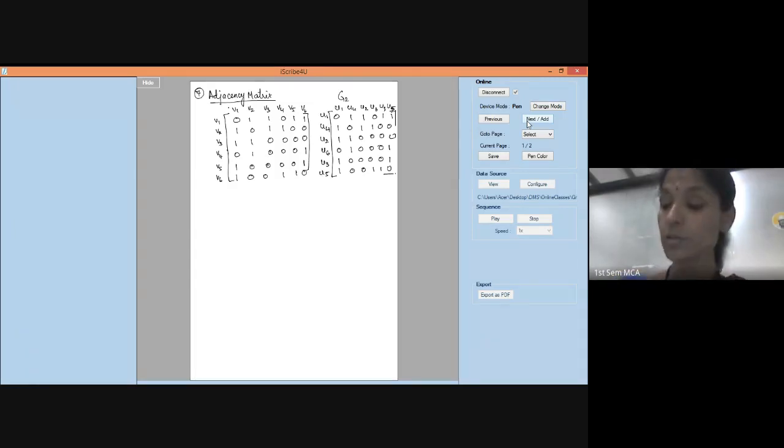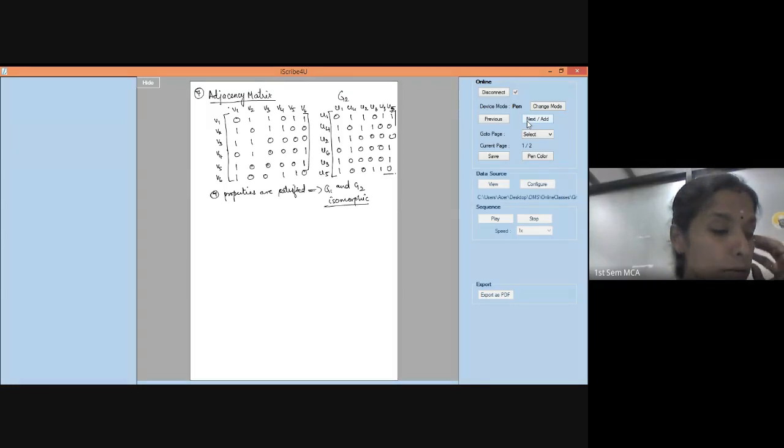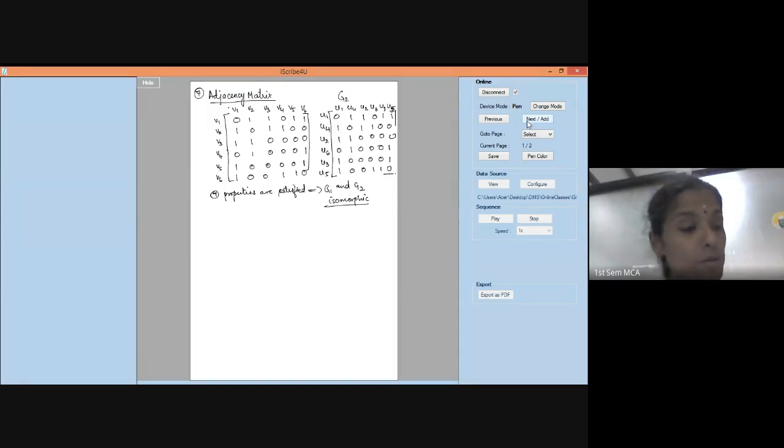All right. Now, since all the 7 properties are satisfied, we say both G1 and G2 are isomorphic. So that's how you prove whether two graphs are isomorphic or not. Any doubts, anyone, where you have not understood any particular step?